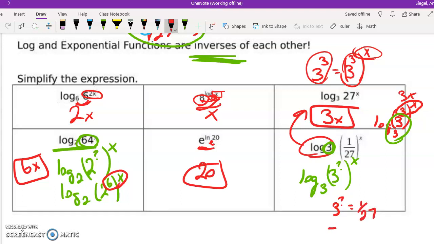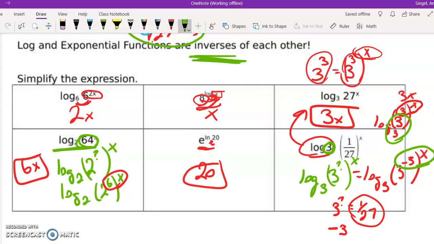Well, I know that it's going to be negative because it's a fraction, and 3 to the third power equals 27. So let's rewrite this: log base 3 of 3 to the negative 3 power, raised to the x power. So I know my answer for this one is going to be negative 3x.